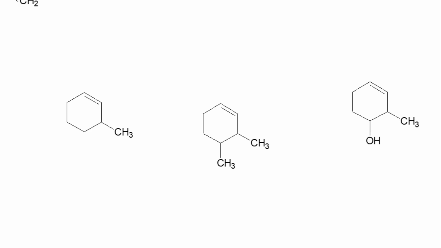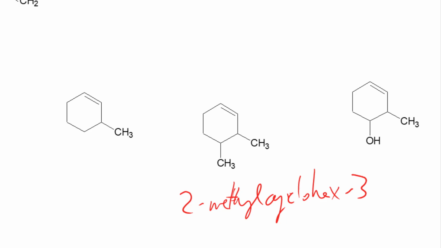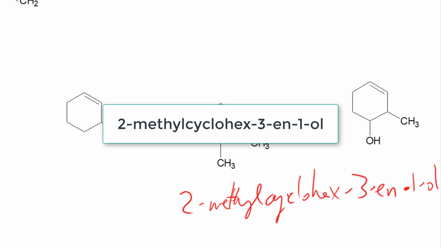So again, then in the 2 position was the methyl. In the 3 position is the double bond. So I'm going to say cyclohex-3-ene. And now I don't have the E on the end because I have to replace that with the alcohol. And in the 1 position is the OL. So it is a 2-methylcyclohex-3-en-1-ol. And I do need to indicate where the positions are now, because the alcohol can move around.